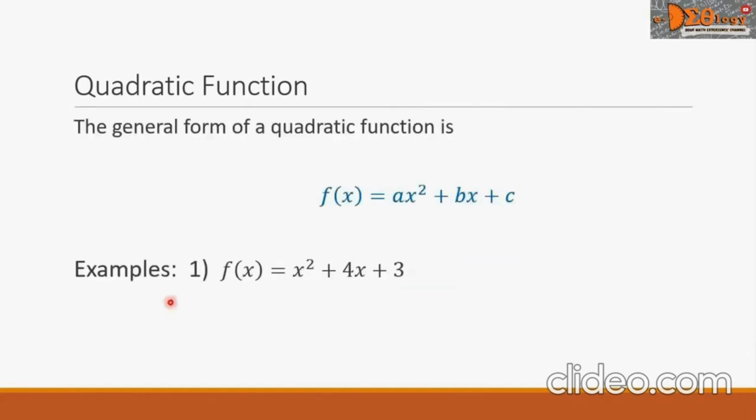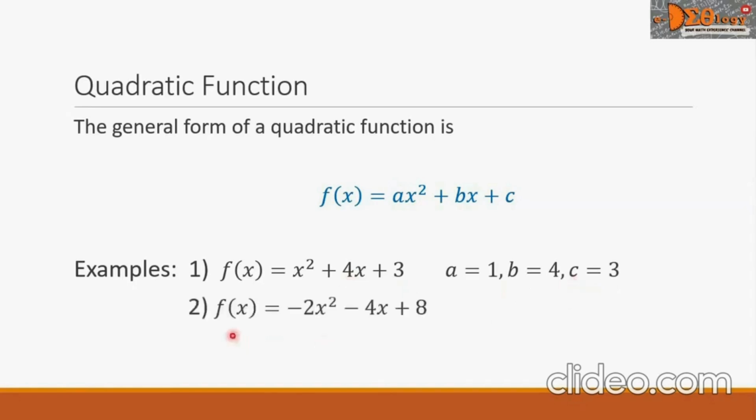Let's have examples. This is the first example. f of x equals x squared plus 4x plus 3. With regard to the general form, we can collect the values of a, b, and c respectively for the given function. So in here, the a is 1, that is the coefficient of x squared. The b is 4, and the c is 3.